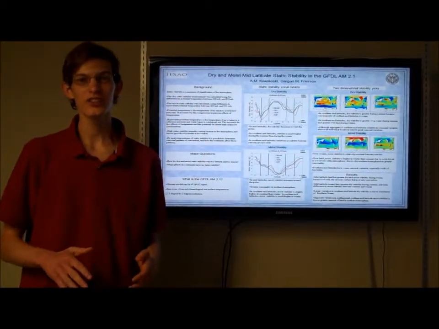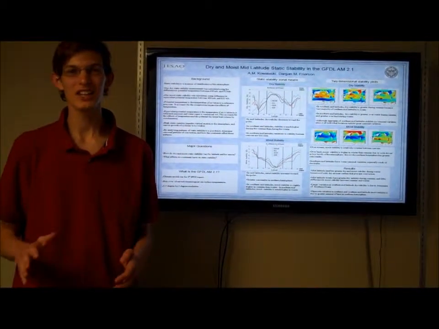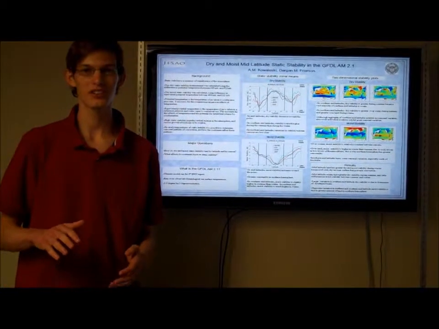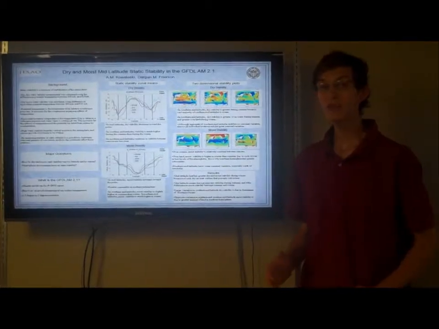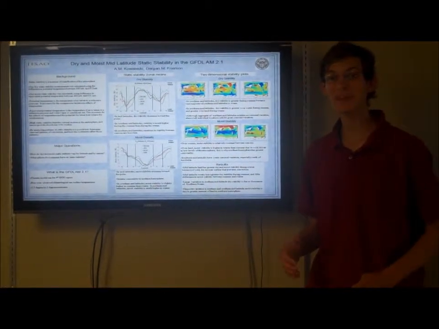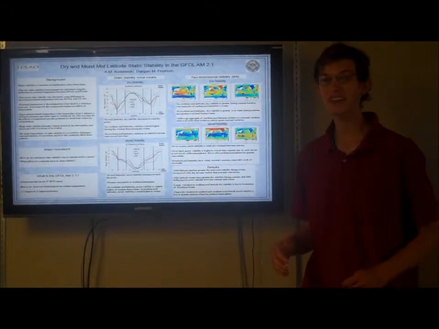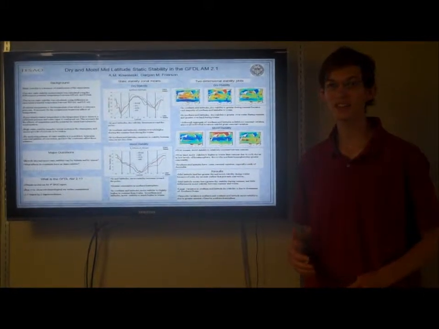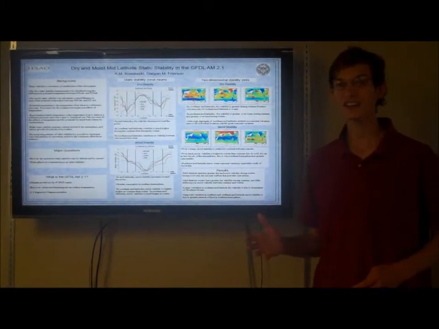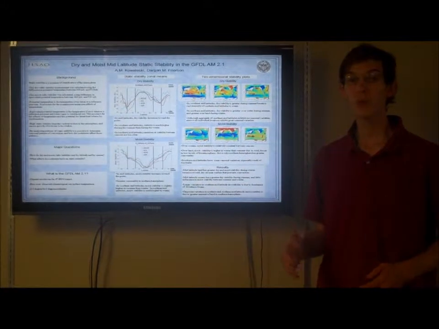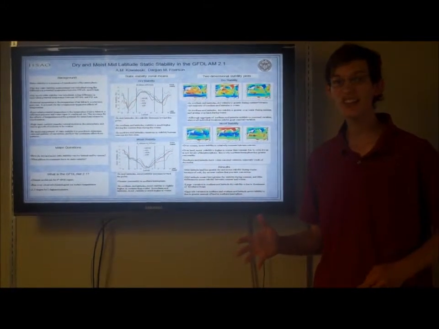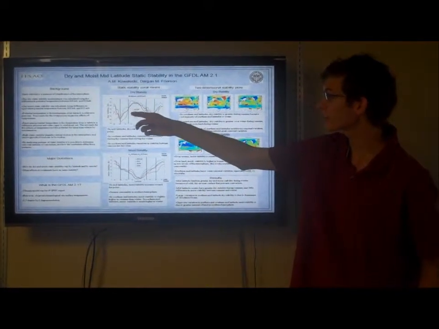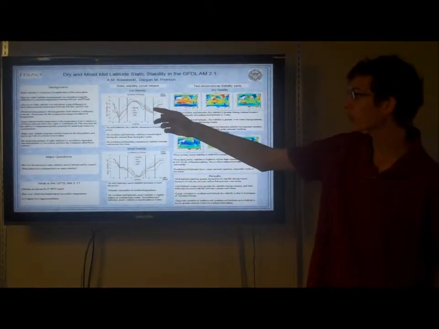Specifically, Dr. Frierson and I looked at static stability in the mid-latitudes, the area between 30 and 60 north and 30 and 60 south. My research this summer uncovered some interesting information about how static stability varies by season over the northern and southern mid-latitudes. When you look at dry static stability, or static stability when moisture in the atmosphere isn't taken into account, we see that there's much greater seasonal variation over the southern hemisphere than over the northern hemisphere.